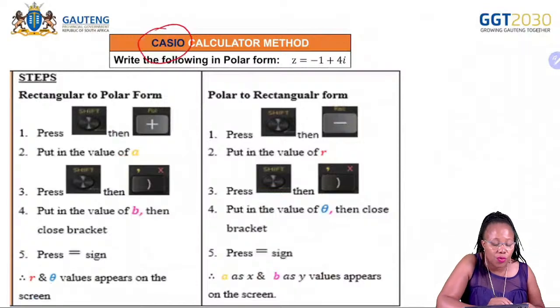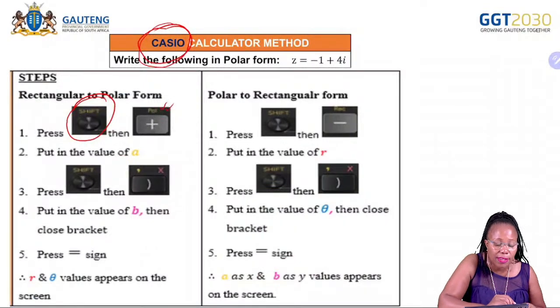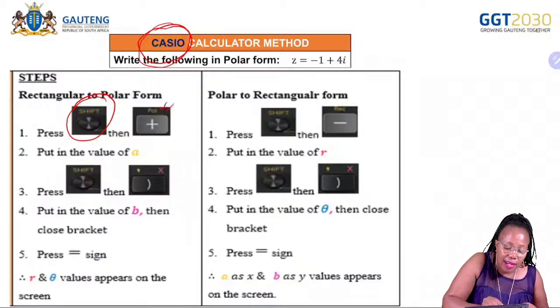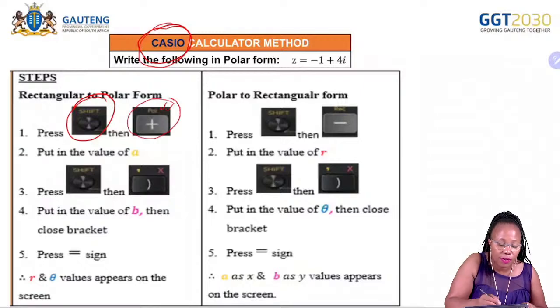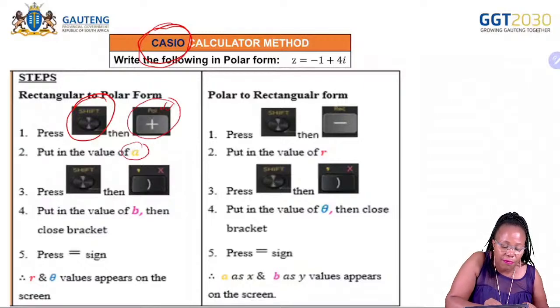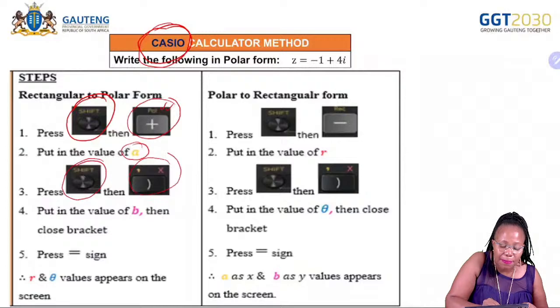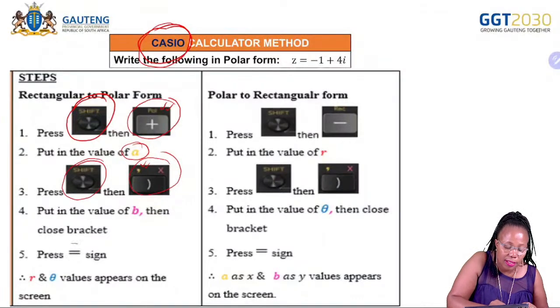To write this, you start by shift, Casio. You start by shifting, and then on your plus button, it is indicating polar. The aim is to change your format in your calculator into polar form. When you press that plus button after shift, you'll have polar written on your screen. Then you put the value of A, and then you press the shift button, and then you press the close bracket button in order to get that colon there, and then you put in the value of B. After punching in the value of B, you press the equal sign.